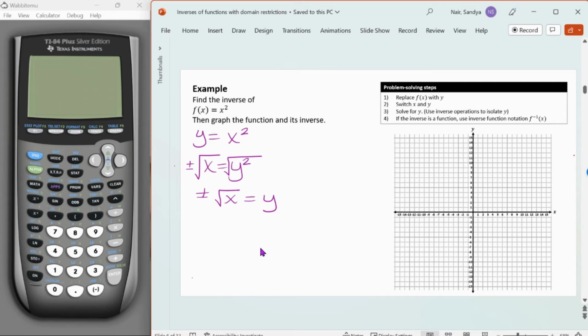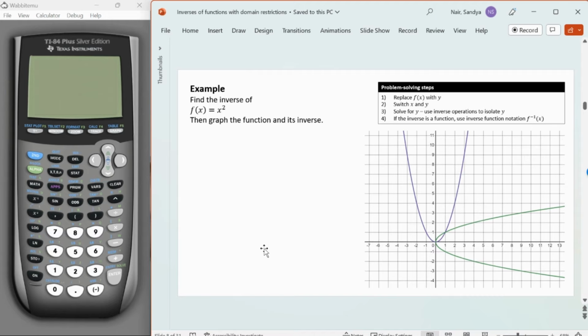So now let's graph the function and its inverse. Well, here I have the graph of the function and its inverse, right? You can see here in purple, I have the original function, and in green, I have the inverse. Well, notice that the inverse does not pass the vertical line test, right? So you can see all of these vertical lines are passing through this graph more than once, so it is not a function.